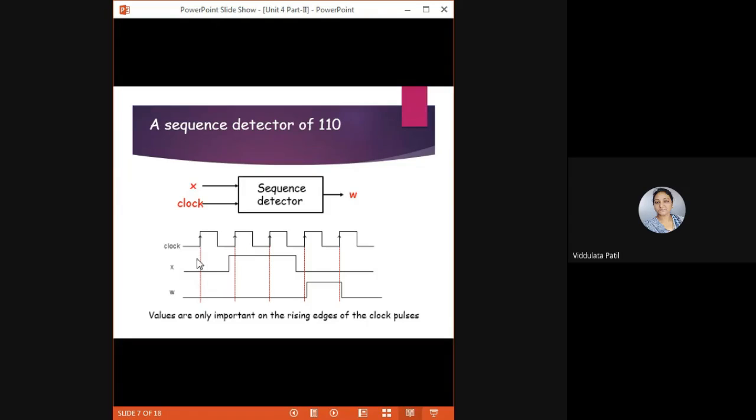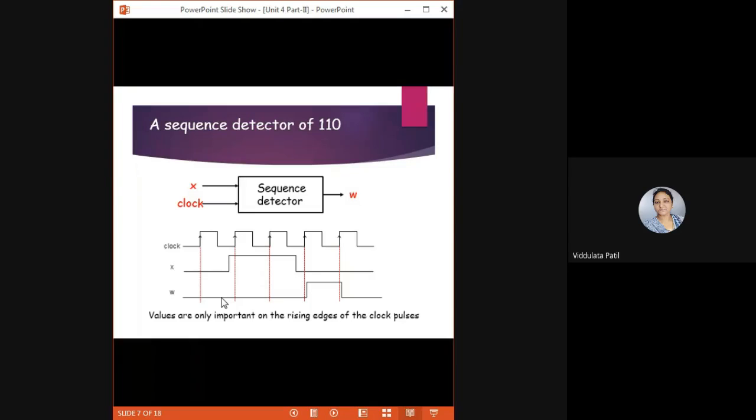Here you can find that at the first clock signal, the input is 0. At the second clock rising edge, the input is 1. For the third, it is also 1. And for the fourth, it is 0. So from the second clock signal, we are getting the sequence 110. At the fourth clock signal, as we have got the predefined sequence 110, we will get a high output. So here you can see W is equal to 1 at this clock edge. That is the circuit that we want to design.